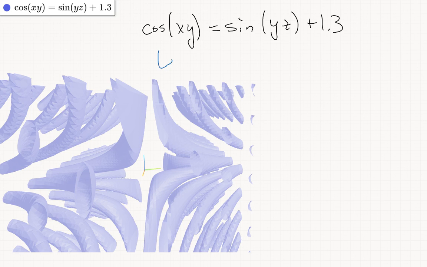Here's a second example. Let's look at cos xy equals sine yz plus 1.3. So that gives this wild-looking curve or surface. And in this case, we can't isolate any of the variables in terms of the others. So let's calculate del x by del y and del z by del y.